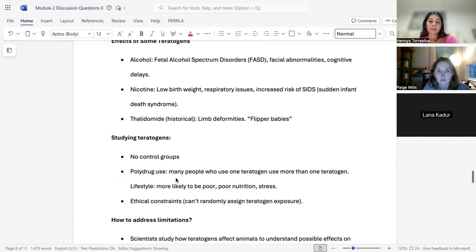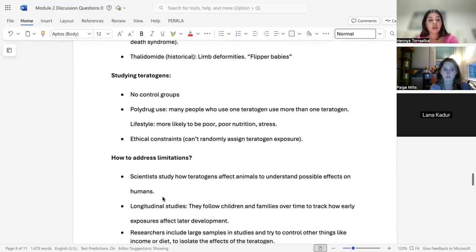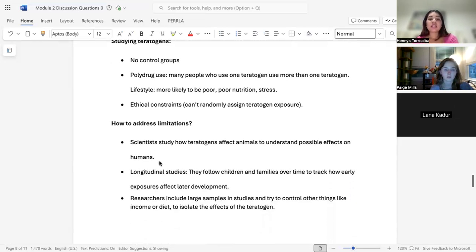And then a lot of the people that are using one teratogen, let's say they're using alcohol, might also be using drugs, they're using multiple ones. And then there's also the lifestyle. They're more likely to have poor nutrition, stress. So you have all these confounding variables, so you can't know which one is actually affecting the individual. And then there's also ethical constraints, because you can't randomly assign some people to have the exposure and some not. And then to address it, some scientists use animals such as mice so they can understand the effects on humans.